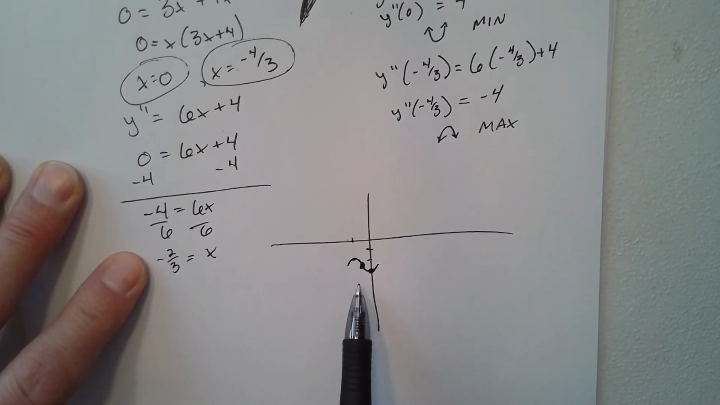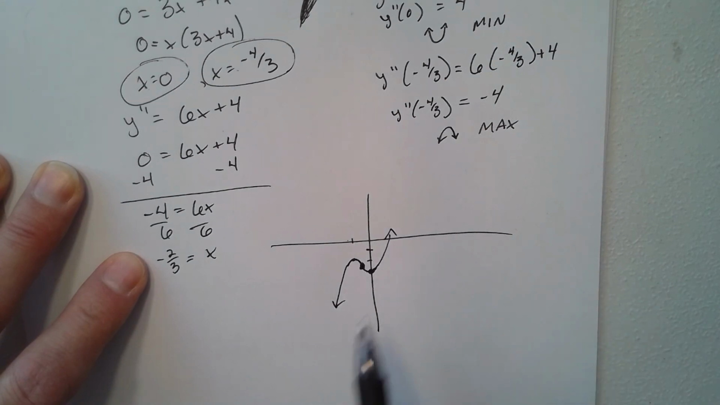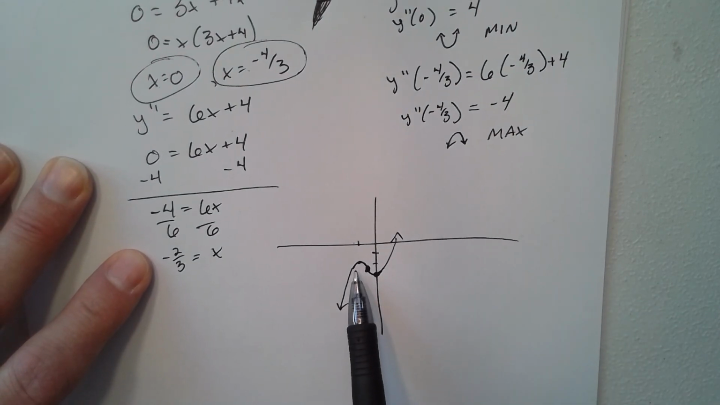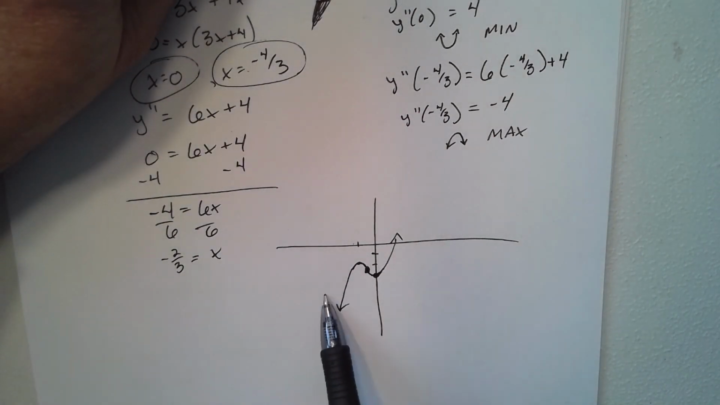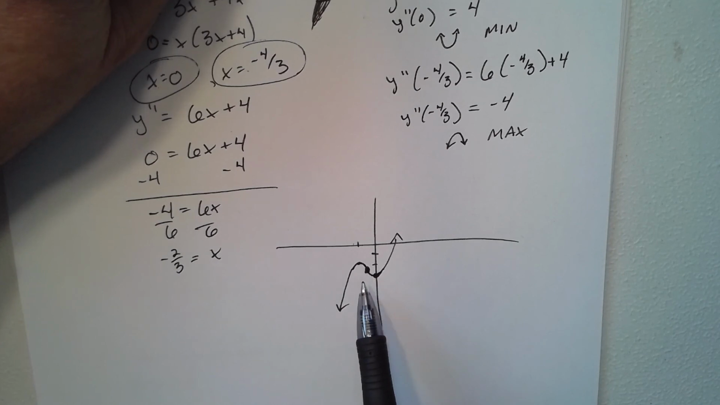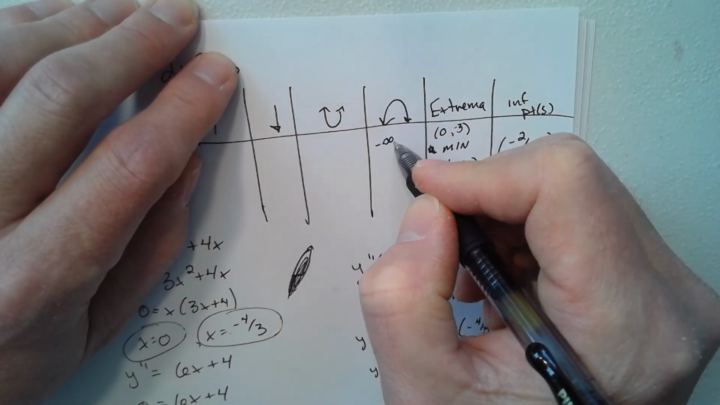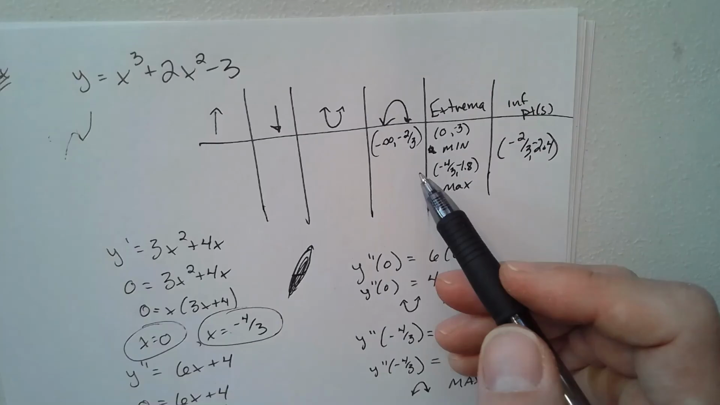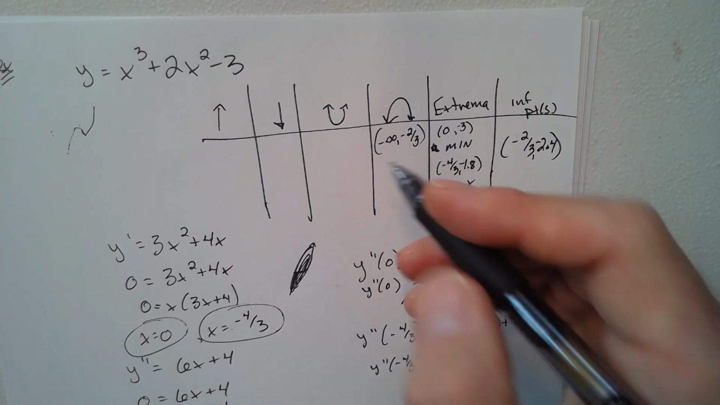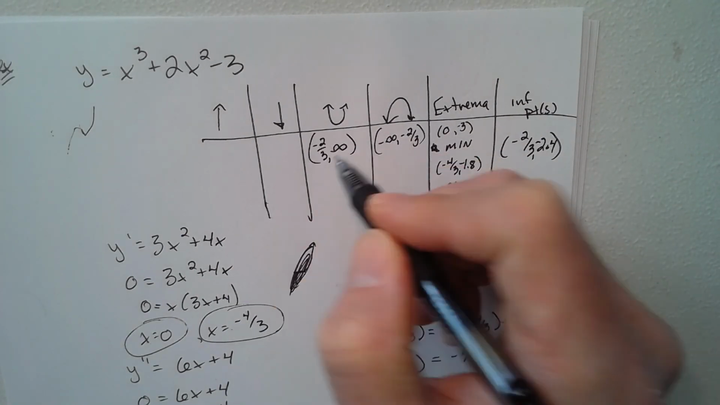So we know that it's just going to go like this. It's going to be concave down until it gets to the inflection point. So in interval notation, it's going to go from negative infinity to negative 2/3 because that's the x value there. So it's concave down from negative infinity to negative 2/3. That's not an ordered pair, that's an interval notation. It's concave up from negative 2/3 and beyond, so to infinity.